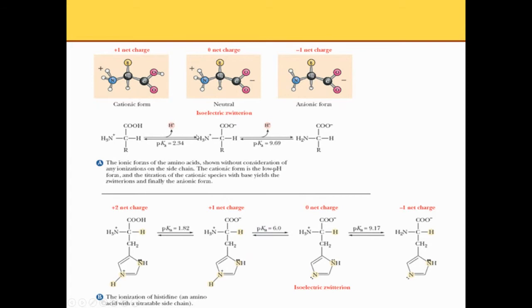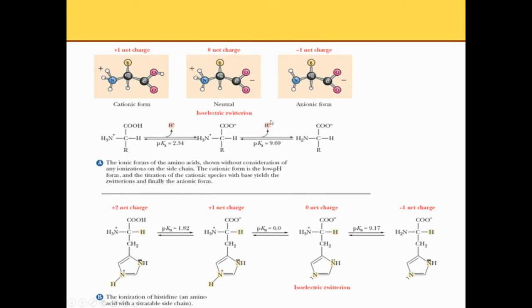And then if you go in this direction, you accept one proton. The carboxyl group accepts one proton, then it becomes positively charged, and the pK is very low. It's the acidic pKa, and then you become positive, plus one net charge.